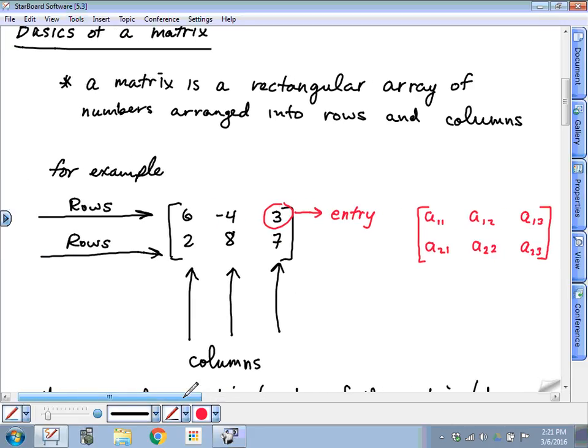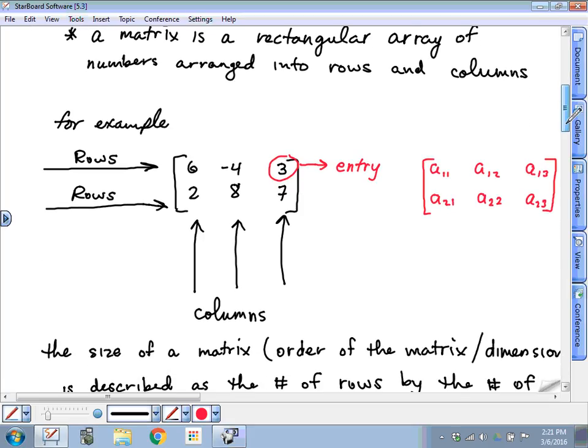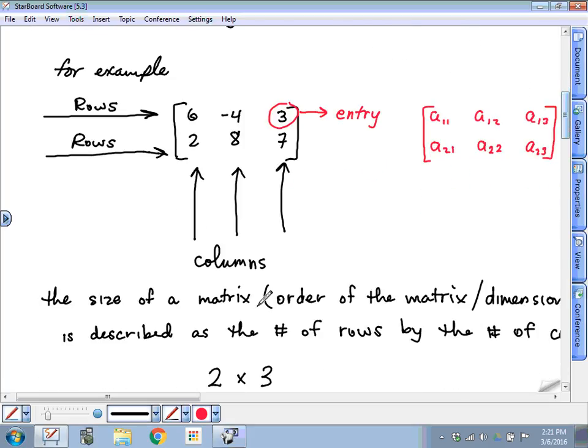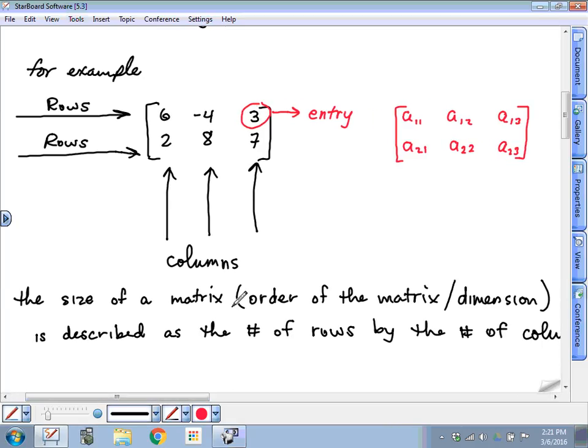Okay. Also important about a matrix is to be able to describe the size of the matrix. So the size of a matrix, other textbooks call it the order of a matrix or the dimensions of the matrix. Regardless, the size of a matrix is always described as the number of rows by the number of columns. Number of rows by number of columns. It always goes in that order. Rows first, and then columns.